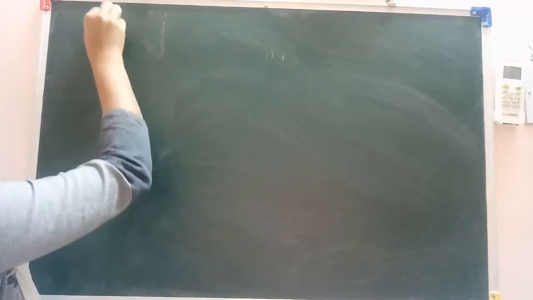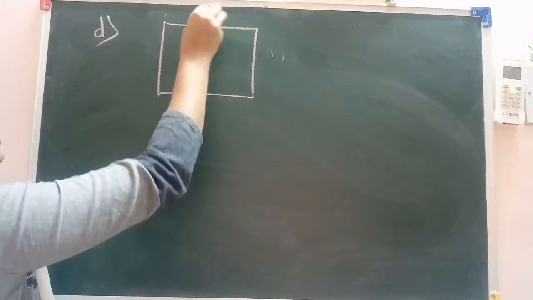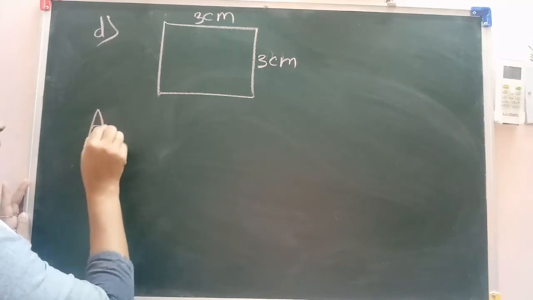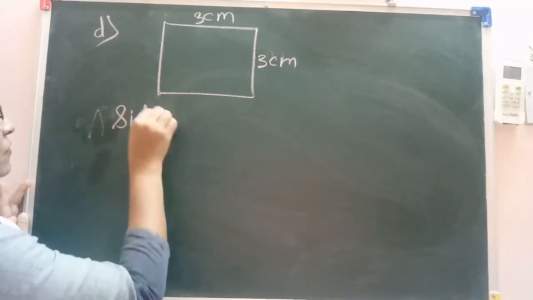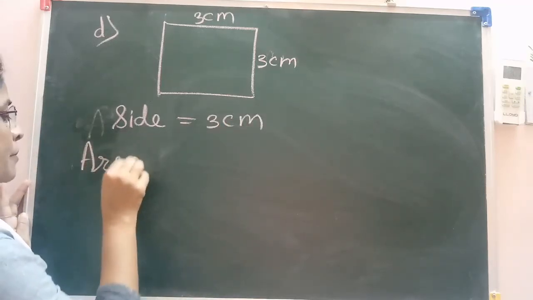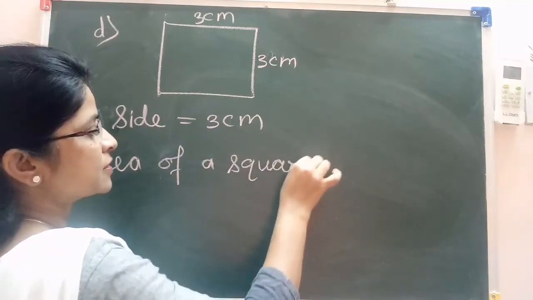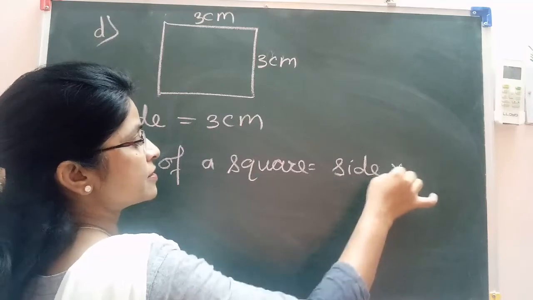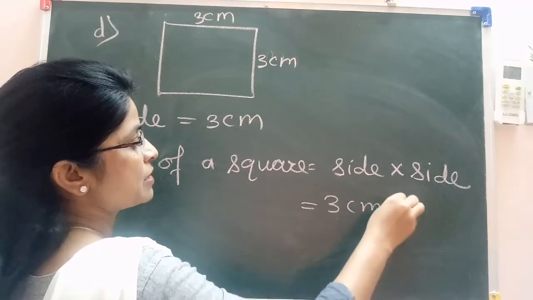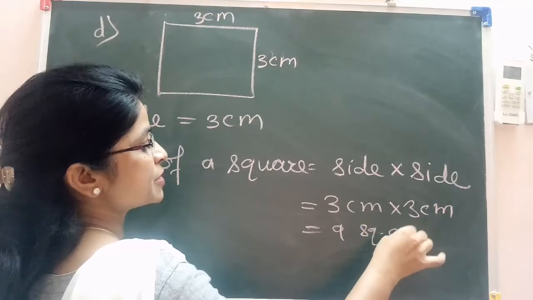Next one, a square again whose side is 3 cm. You have to find the area; the side of the square is given as 3 cm. Let's find the area of the square by using the formula, that is side multiplied by side. It is 3 cm multiplied by 3 cm. That is 9 square centimeter.